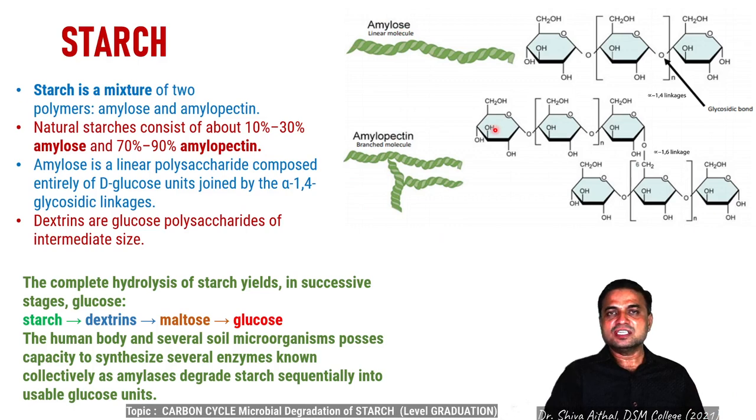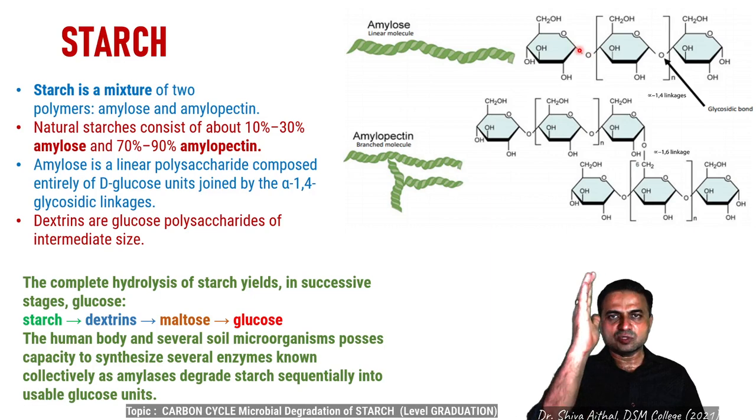So starch is a mixture of two polymers, amylose and amylopectin. Natural starches consist of 10 to 30% amylose and 70 to 90% amylopectin. Amylose is a linear polysaccharide. It is composed entirely of D-glucose units joined together by alpha 1,4 linkages. This is the alpha 1,4. This is the first carbon, second, third and fourth carbon. The first carbon and fourth carbon of adjacent sugar molecules form a bond, an alpha 1,4 linkage.